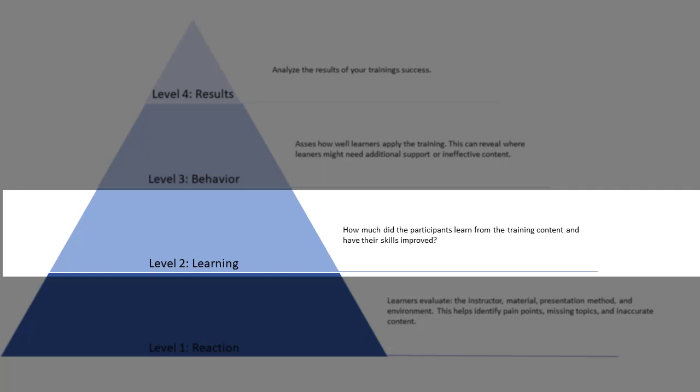Level 2 of the evaluation model is learning. This is where we ask, how much did the participants learn from the training content and have their skills improved? Some ways to measure whether the participants have learned the content are by pre-assessment. That way you have something to measure a post-assessment against.